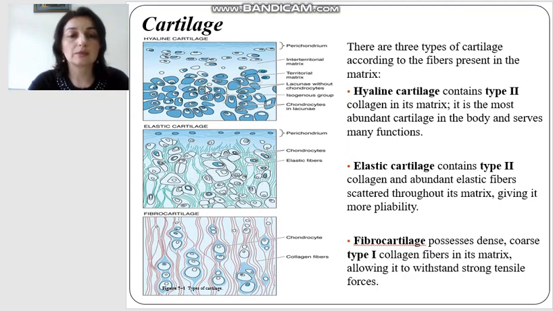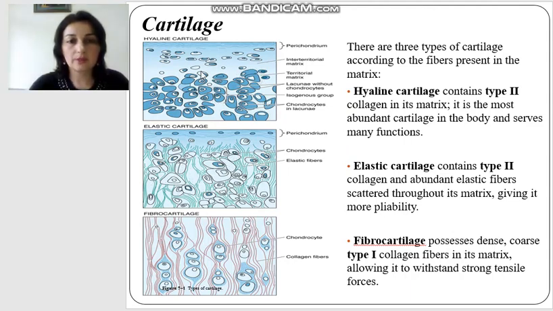When the chondrocytes occupy these spaces, they may undergo division and give rise to more cells, and all of these cells will be located inside of these lacunae. This will form isogenic groups. Isogenic groups means cells which originated from the same cell.